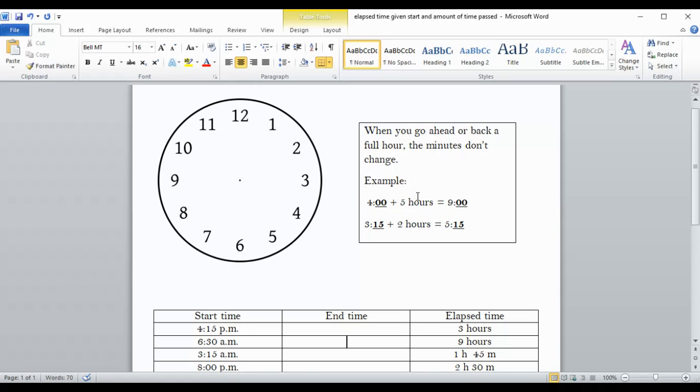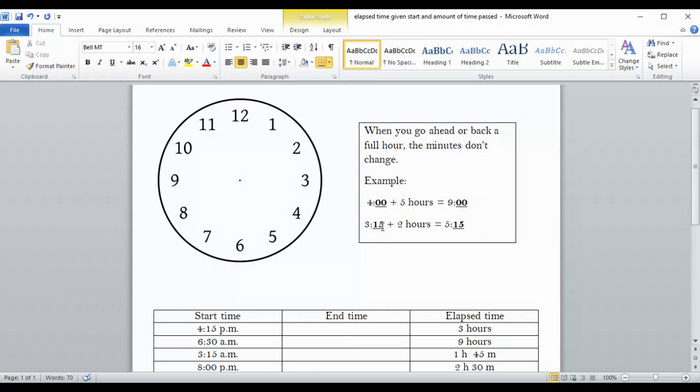And I also, just as a reminder, want to go back over this idea that when you go ahead or back a full hour, the minutes don't change, just the hour, the number in the hour. So if it's at 4 o'clock and we go ahead 5 hours, we're going to end up going 1, 2, 3, 4, 5 to 9 o'clock. You can see that the double zeros there did not change at all because we only changed the hours. We did not change any minutes.